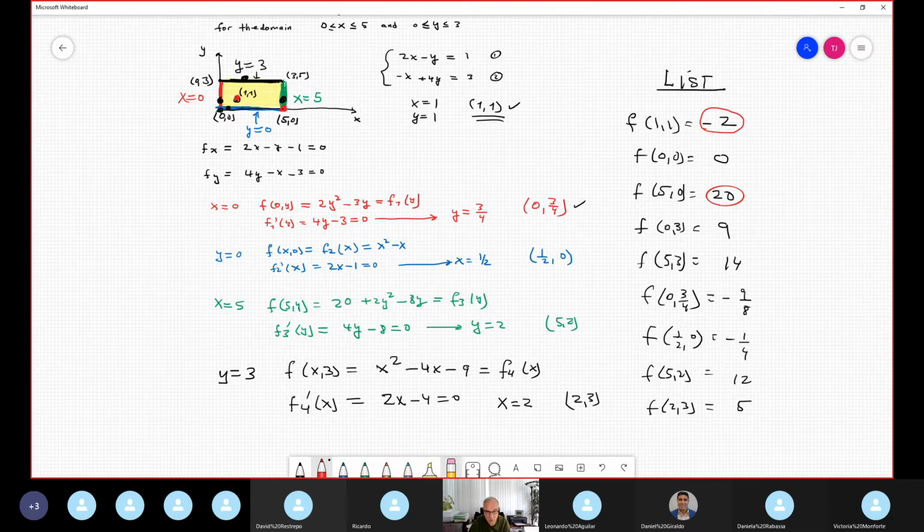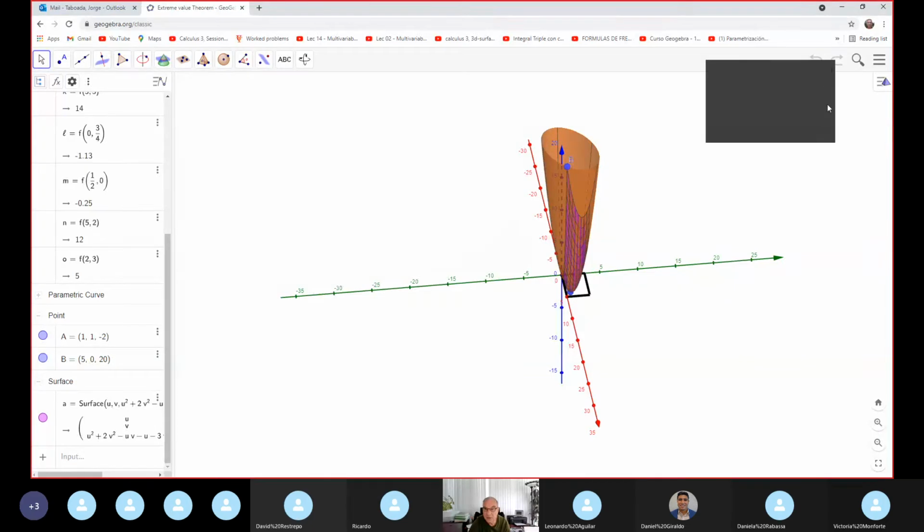Good. Wait. Let me try. No. It's okay. Share screen. Okay. Wow, no good. GeoGebra. Okay, share. Okay. Good. I have that. Do you see GeoGebra? No? Do you see, yes or no?